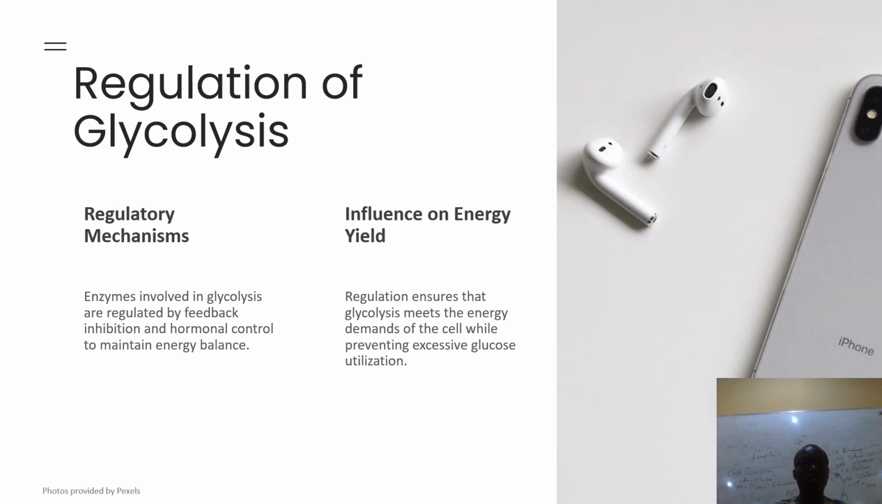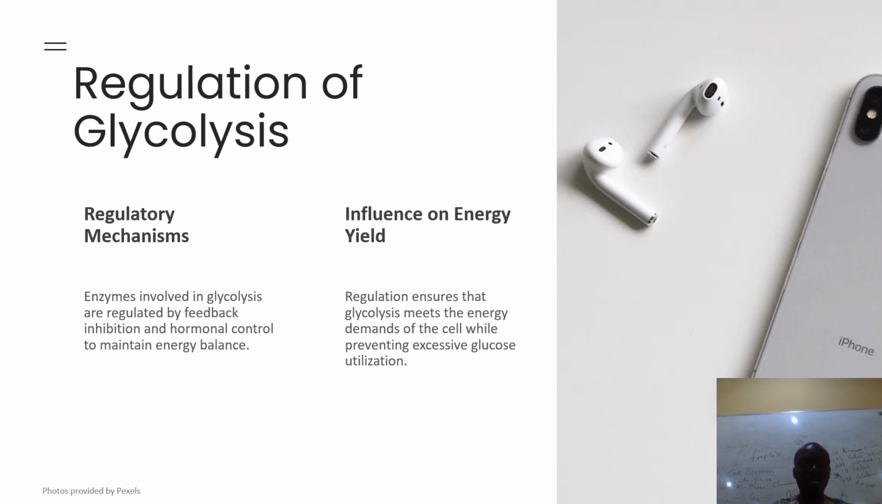How is glycolysis regulated? It's regulated by three different enzymes. We have hexokinase in step 1. We have phosphofructokinase in step 3. And of course, pyruvate kinase, which is step 10. These are the enzymes that regulate the pathway.